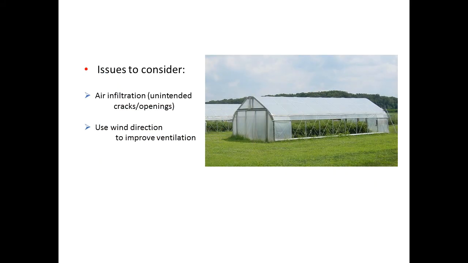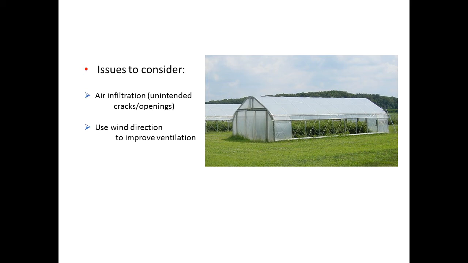I want to talk a little bit about air infiltration. Tunnels are difficult to really make airtight, because it's hard to have large opening areas that we use for ventilation, and then as we close them, very tight. So we will have air infiltration, so you will have air movement that can influence the temperature control you're trying to accomplish, as well as the moisture control. And as we already said, we can use the wind direction to our best advantage to improve ventilation.